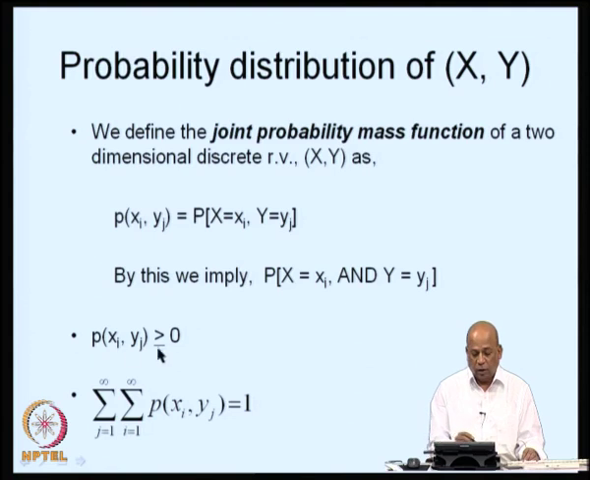Now, by the definition of probability, obviously p(x_i, y_j) is non-negative, and the sum of all the probabilities over the entire region of x and y must be equal to 1. So, the probability mass function for the two dimensional random variable, which we call the joint probability mass function, satisfies these two conditions, much the same way as the probability mass function of a single random variable satisfies p(x_i) greater than or equal to 0, and the sum over all possible values of x_i of p(x_i) must be equal to 1.